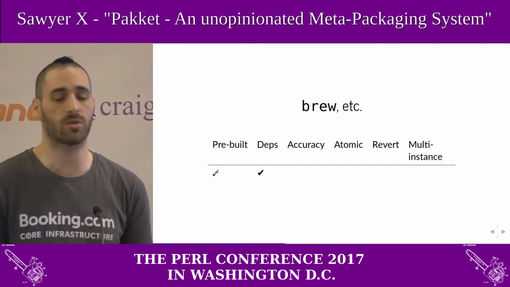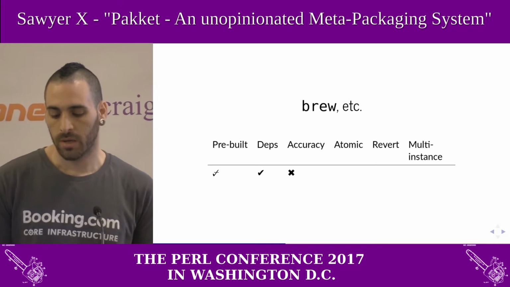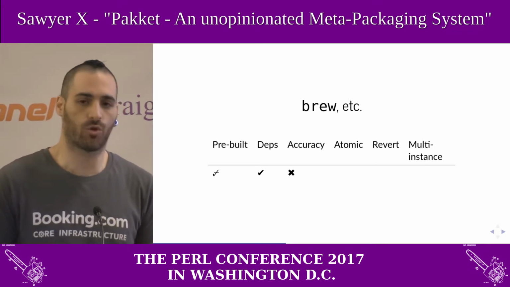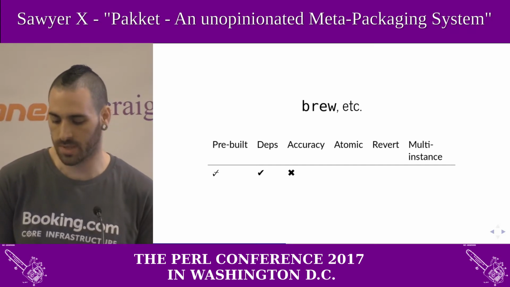Dependencies, it handles dependencies because it represents everything as Brew, so it created its own realm. But the accuracy, again, falls short because it has to reduce that into a Brew situation. So that's tricky.